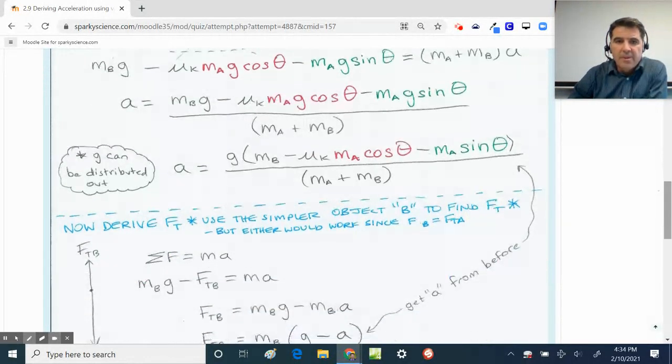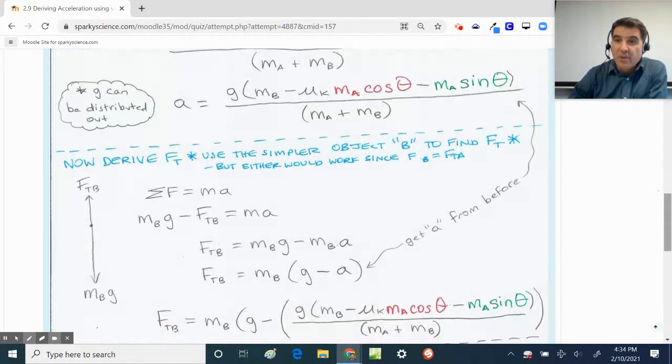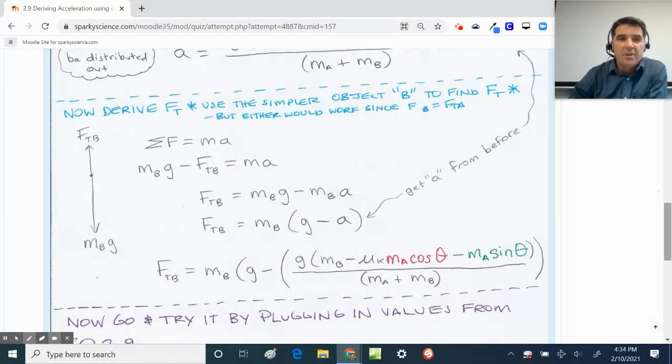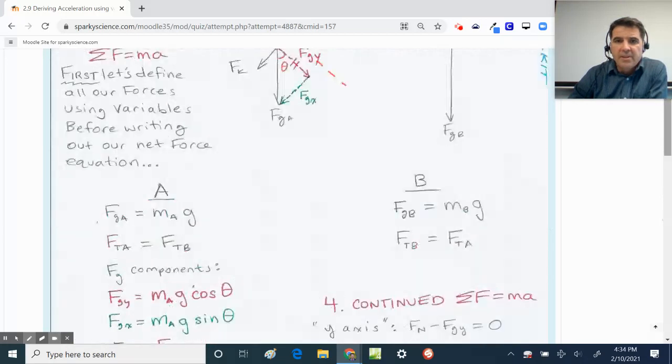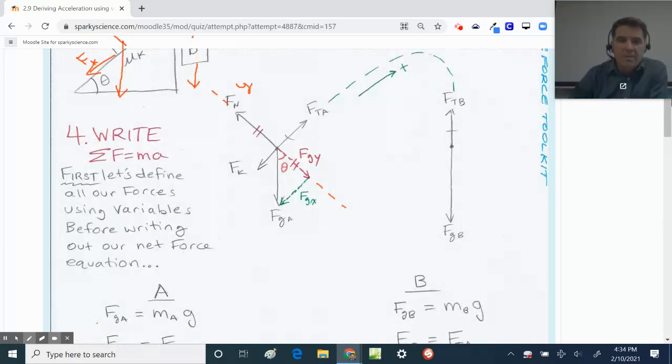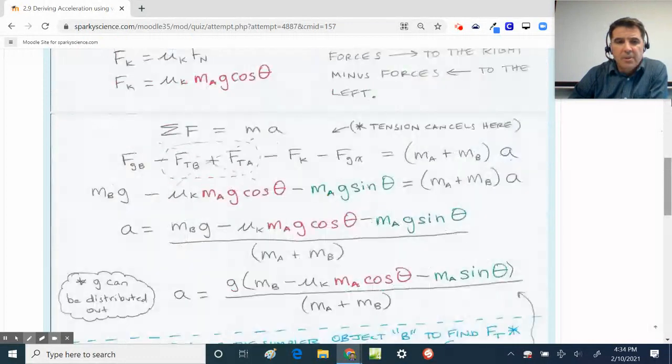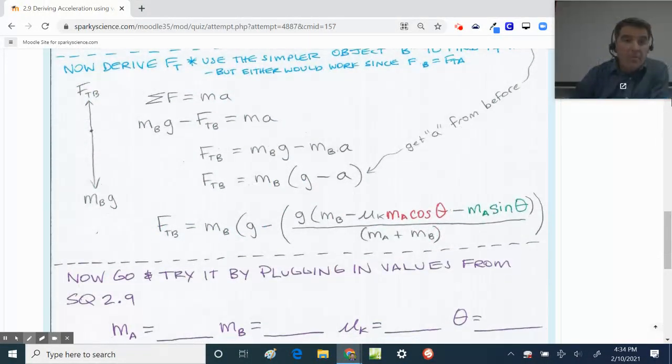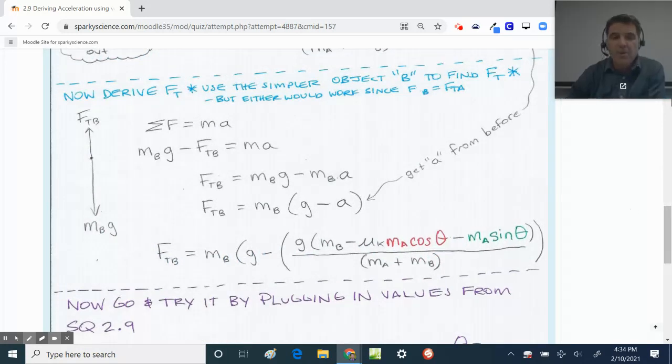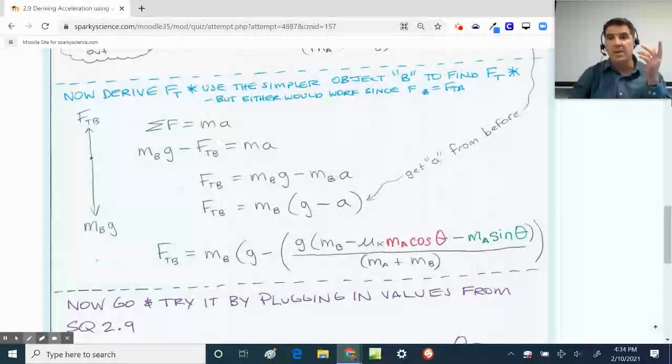Okay, then the second part of the question is to derive T, tension. So I'm going to choose the right side instead of the left side, because I could find T here, but then I'd have to deal with Fgx and Fk. It's just easier and cleaner to do this one. Super simple. So now I'm looking just at object B. Before, my system was the whole thing, and now my system is just block B.